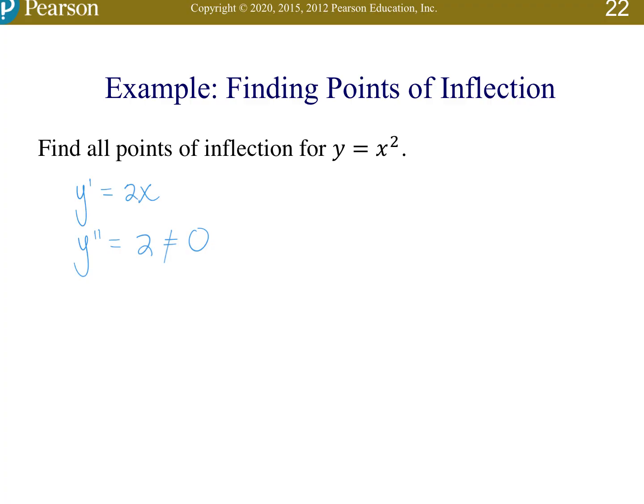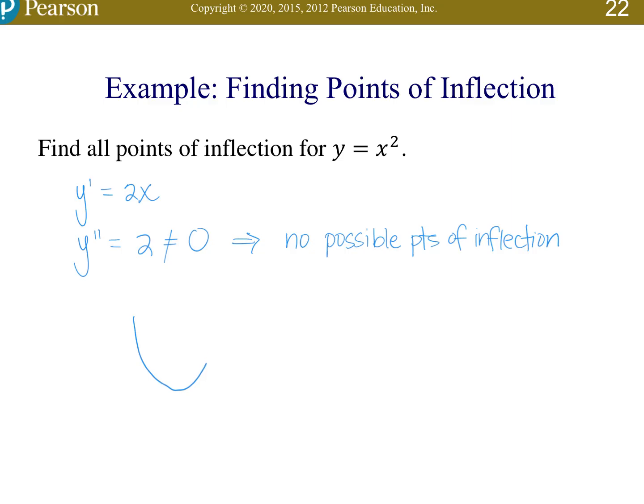But 2 can't be equal to 0. So what does that mean? It means we have no candidates. There are no possible points of inflection, which means there's no possible way for the concavity to change. And that should confirm what you know about a parabola.